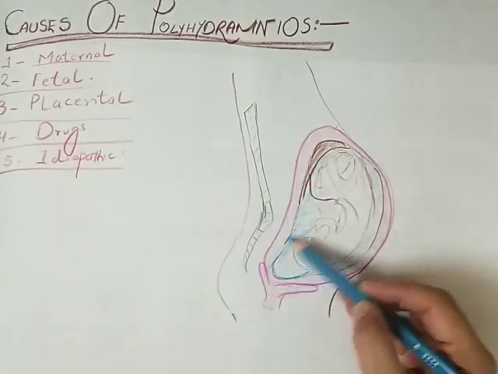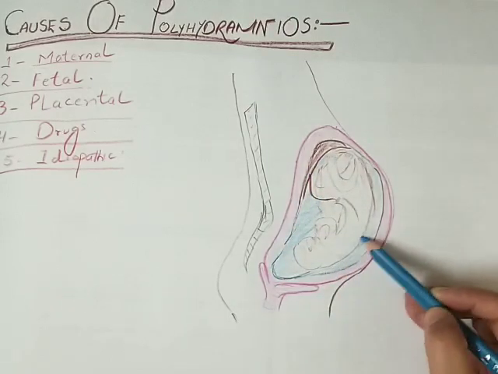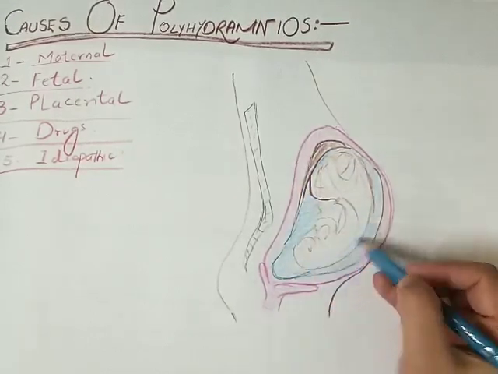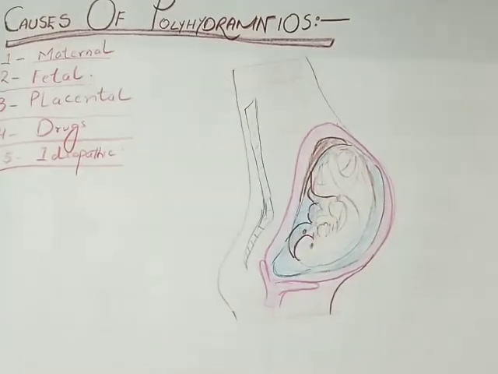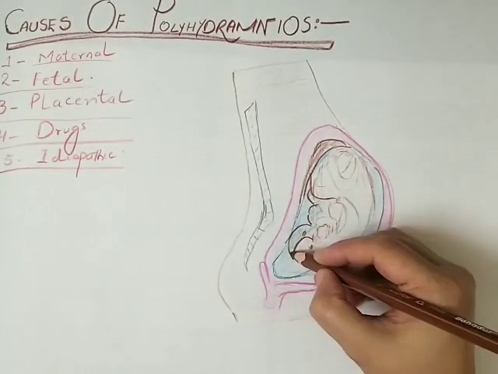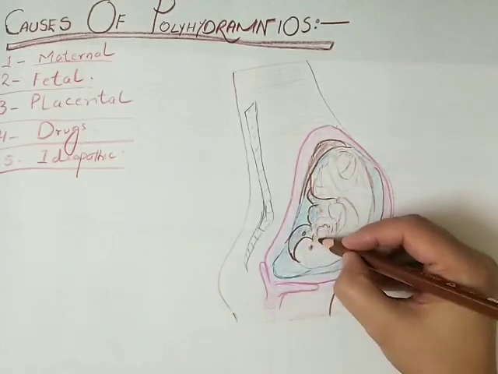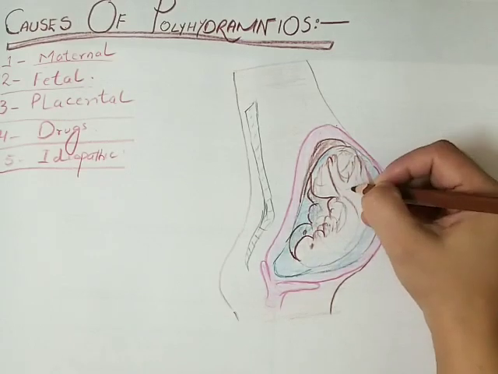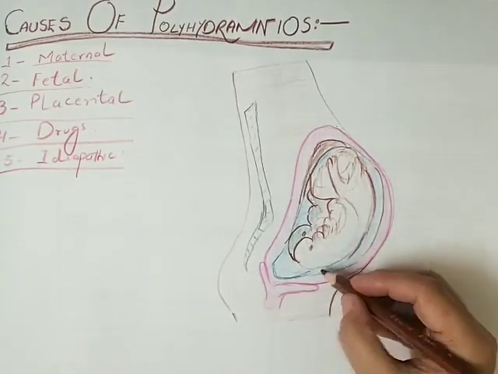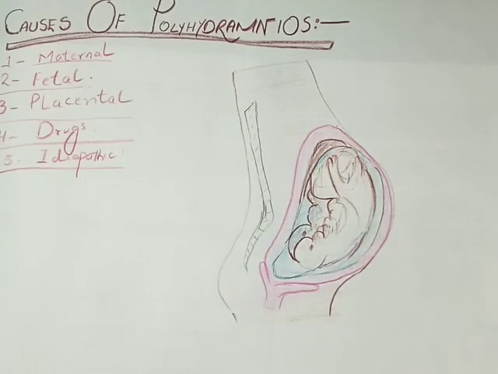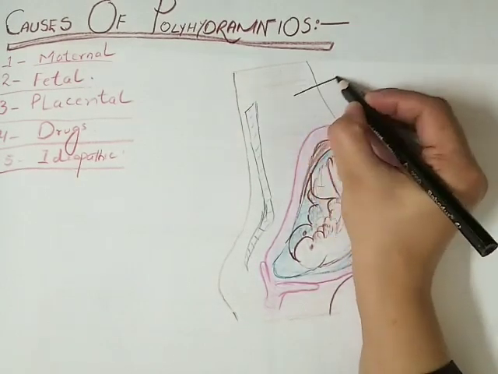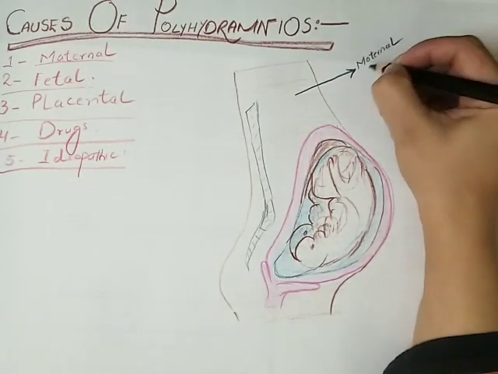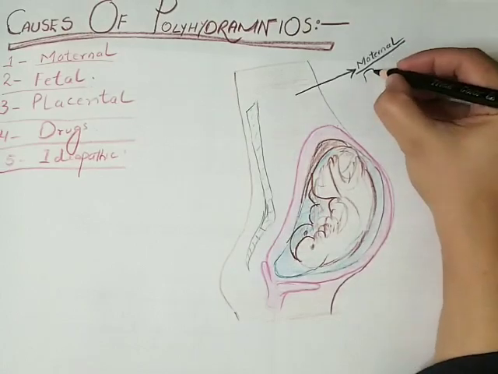The baby is inside the womb, and we have a lot of water around the baby, meaning polyhydramnios. And also we have another fetus, meaning it is a twin pregnancy. The one on the front looks a bit larger than the one on the back, so there is some sort of discrepancy. Coming to the causes, as I have told you, the first cause is maternal, and the most important among all the maternal causes is diabetes mellitus.